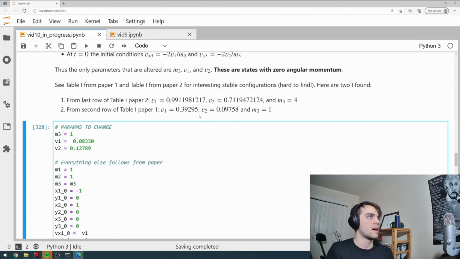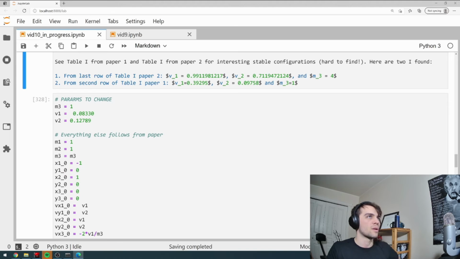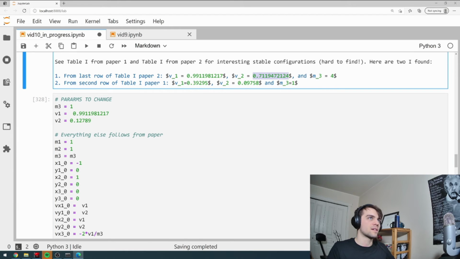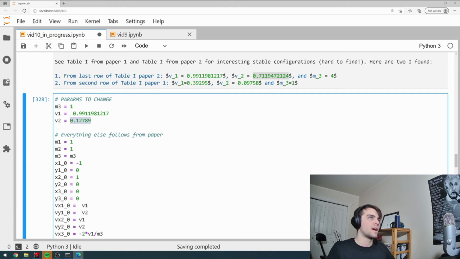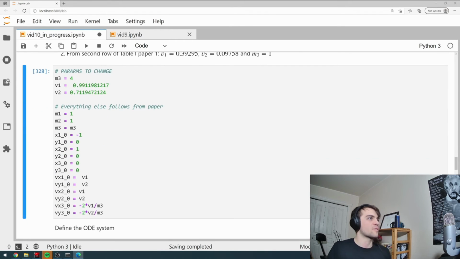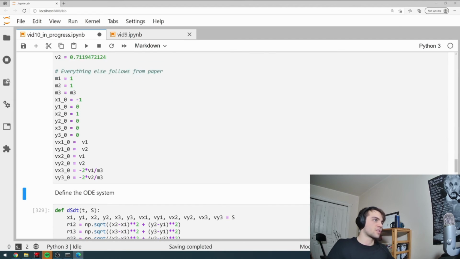So, for example, here, I'll plug in these numbers. So I want this number here. And I want this number here. And this has mass 3 equal to 4. So these are the things that I set, and then everything else follows from these three numbers. So this sets all my initial conditions.